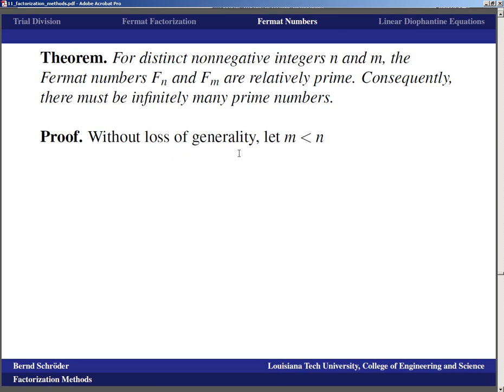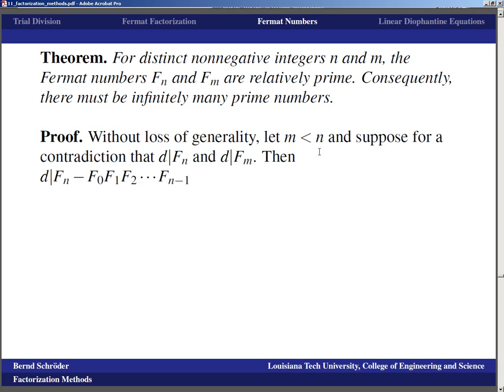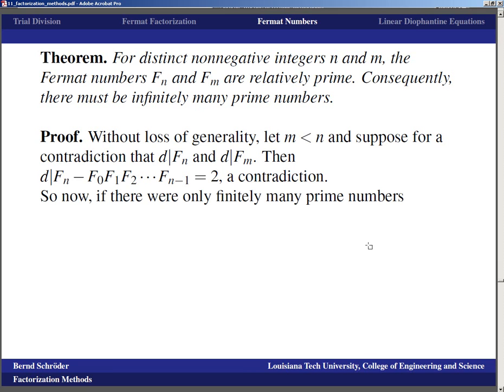Namely, without loss of generality, we let m be smaller than n, and we suppose for a contradiction that there is a number d that divides fn and fm. Well, then d divides fn, and it divides the product of the earlier numbers, because the earlier numbers contain fm, and that means, because this difference is 2, that d divides 2, and there's a contradiction right there, because those Fermat numbers are all odd numbers, and so their divisors are all odd.